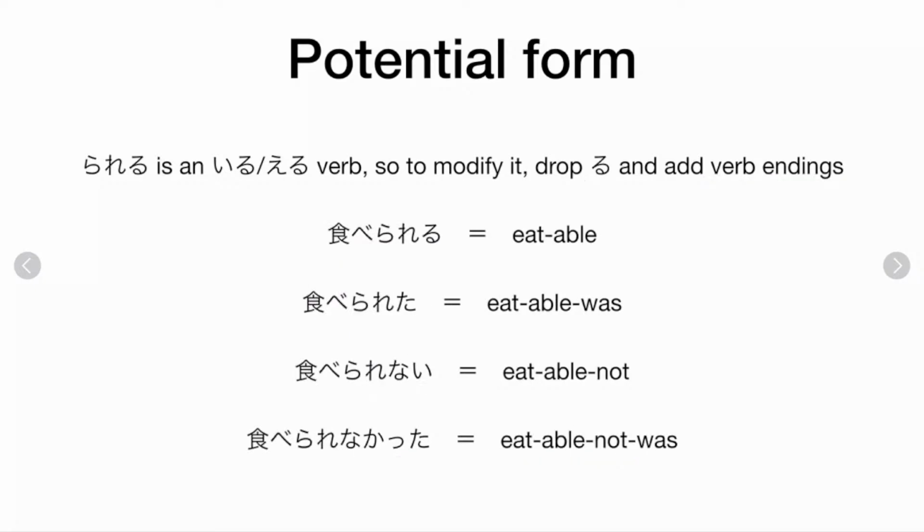Here's an example of rareru attaching to an iru/eru verb rather than a regular verb. So tabe rareru, tabe rare ta, because you just drop the ru of rareru and make the change. Tabe rare nai and tabe rare nakatta. All right.